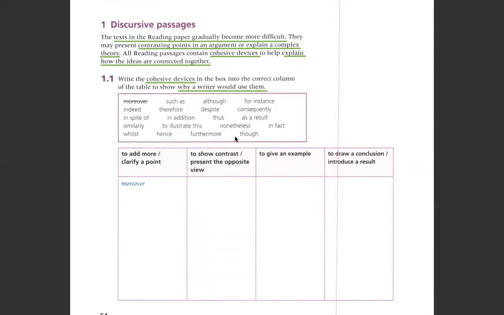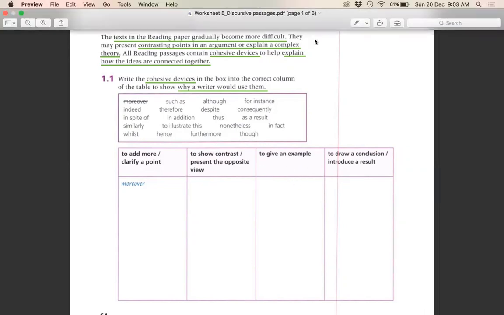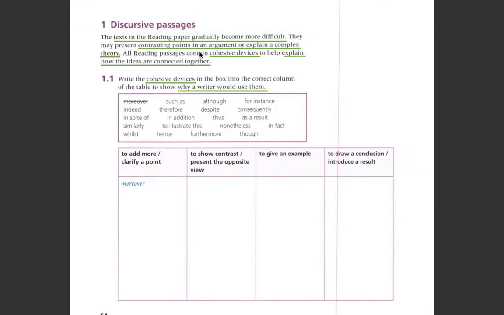So let's have a look at the cohesive devices in the box. And we're going to put them into the correct column for why a writer would use them. Would we use them to add a point or clarify? Clarify means to make the point clear, to show contrast, or present the opposite view, to give an example, or to draw a conclusion, introduce a result. So we're going to go through these together. Let's start with the first column.